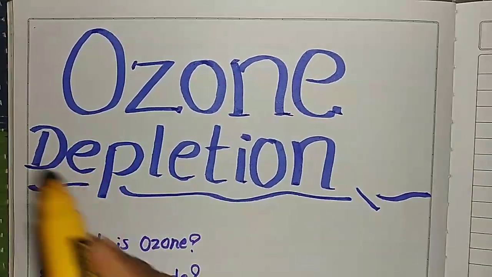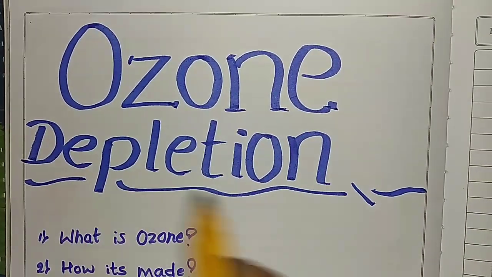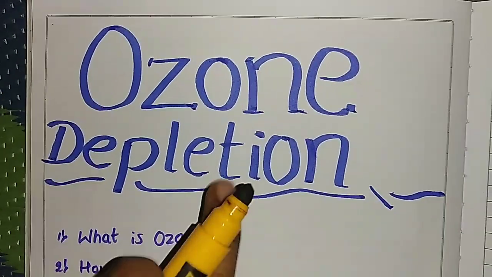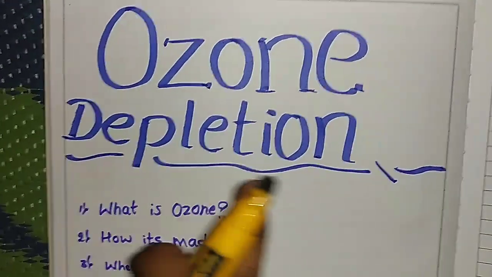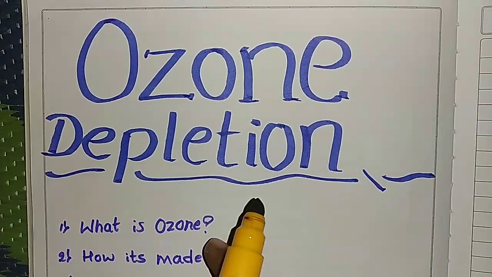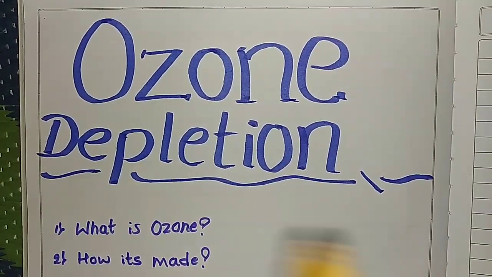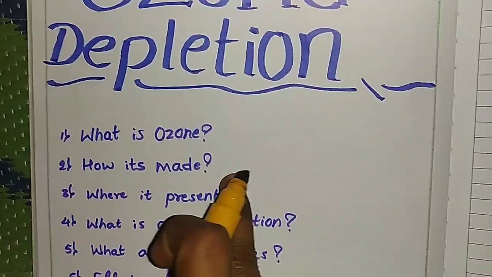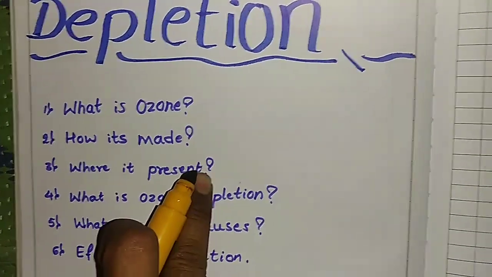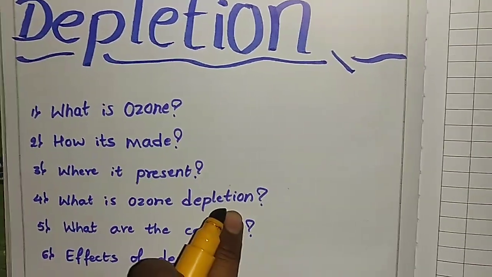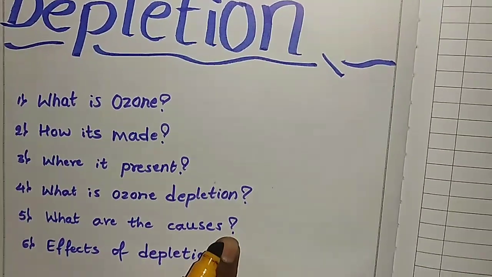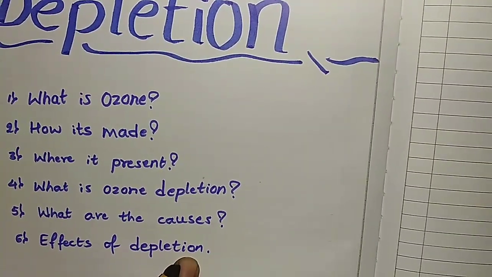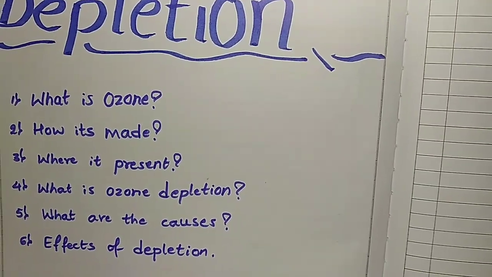In this video I am going to explain ozone depletion. It is a concept of environmental chemistry in BSc third semester of the NEP syllabus. So in this video we will learn what ozone is, how it is made, where it is present, what ozone depletion is, what the causes of ozone depletion are, and the effects of ozone depletion. Let's learn one by one.